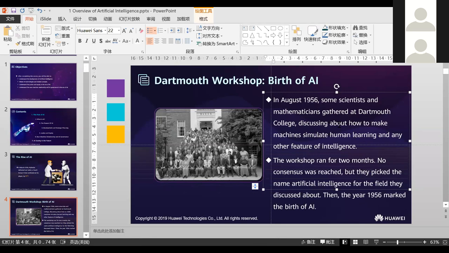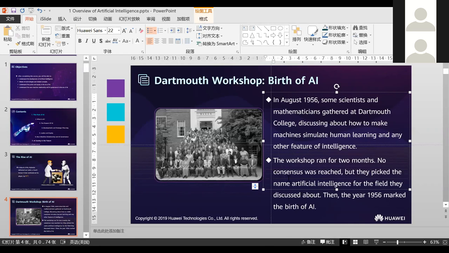So that is the topic. A lot of famous scientists like John McCarthy, Marvin Minsky, and Claude Shannon, the father of information theory, attended. The workshop ran for about 2 months, and finally no consensus was reached. They talked about this topic for about 2 months, with a lot of famous scientists and mathematicians, but there's no result. There's no consensus.